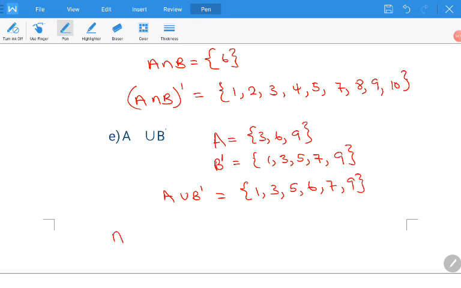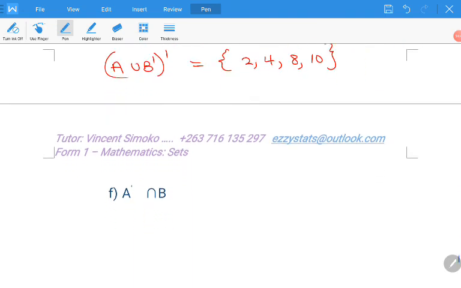So the complement of A union B complement is equal to 2, 4, 8, and 10. This looks okay.